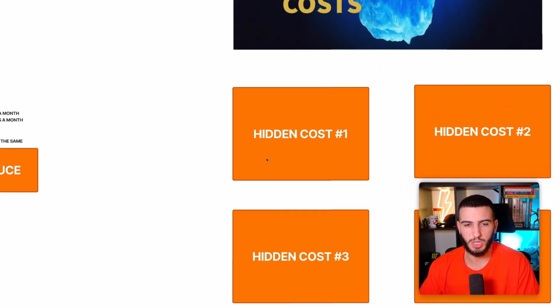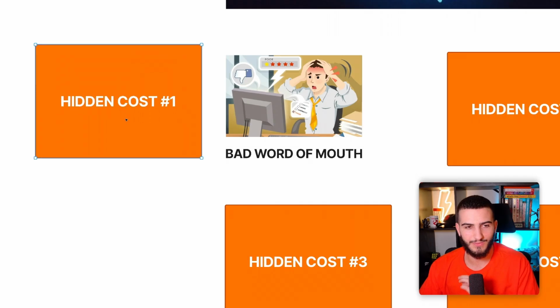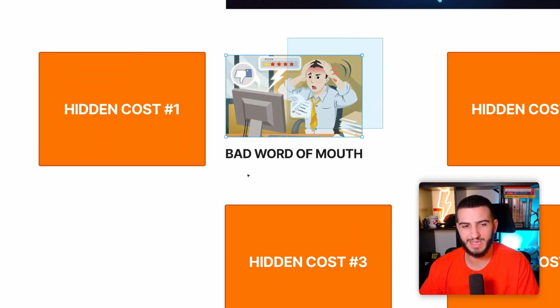The first hidden cost of churn that I don't see anyone really talking about is that churn is going to affect your word of mouth. And this is a very, very tough battle to fight. You can't really outspend this, guys. If you keep on growing and keep on serving clients, but then all those different clients end up leaving, you're going to build up a bad word of mouth in your industry.